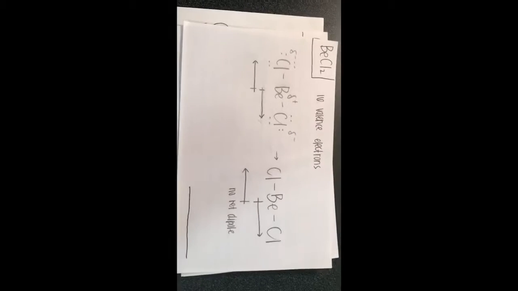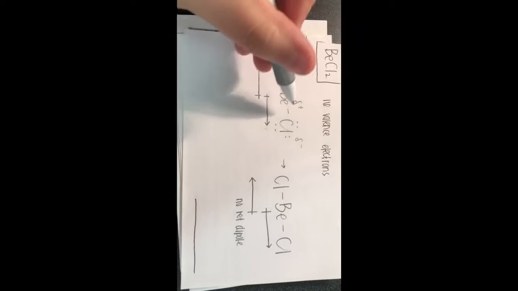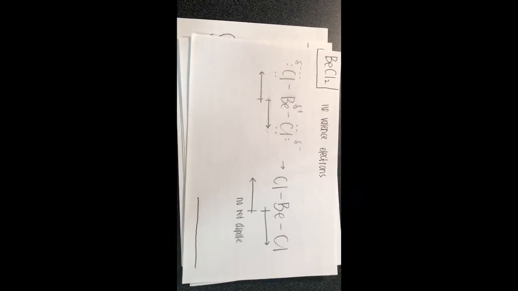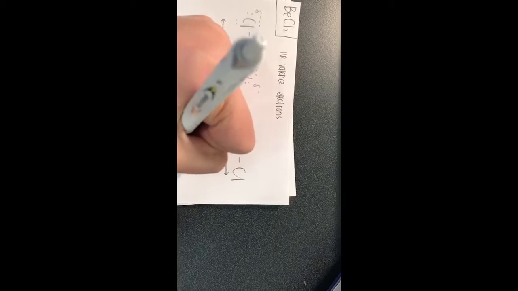So now let's look at our molecular geometry. So there are 2 domains, 1, 2, which would make it linear. So here's our linear molecular geometry. And because the molecule is linear and the two domains, Cl and Cl, are equal, there's going to be no net dipole. So these dipoles are going to cancel. And because there's no net dipole, that makes BeCl2 non-polar.